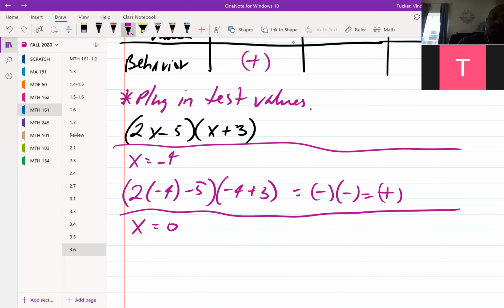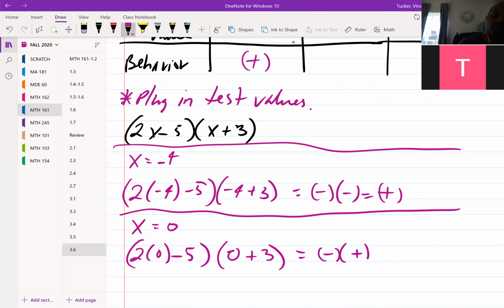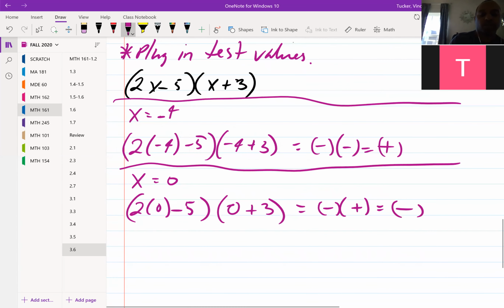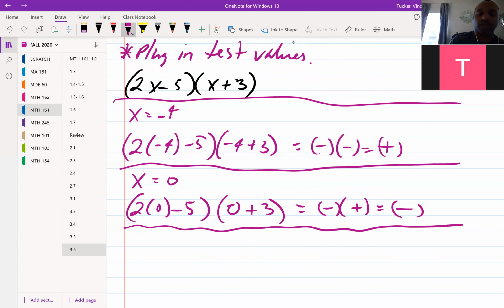Next one's x equal to 0. That's 2 times 0 minus 5, 0 plus 3. So that'd be a negative value, positive value, so it'll just be negative. So once again, whatever number you get, that's fine. But the fact of the matter is, you want to know, is it positive or is it negative? Because that's what's going to resonate as our final answer.